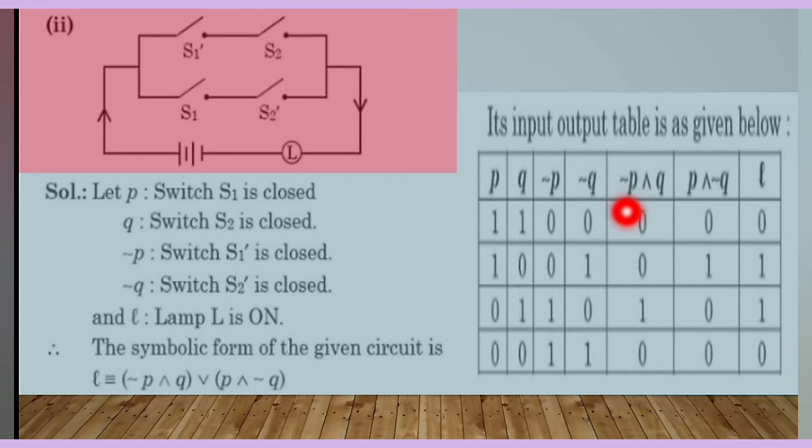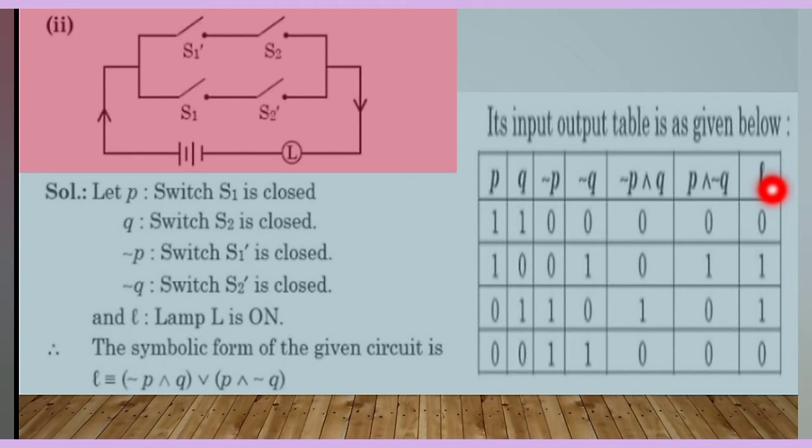Now next, the first bracket, negation P and Q, write in this column, and the next bracket is P and negation Q. This is P and negation Q, and in the last column write down the given symbolic form, the whole statement L. See here, this is small l, we write in the last column.